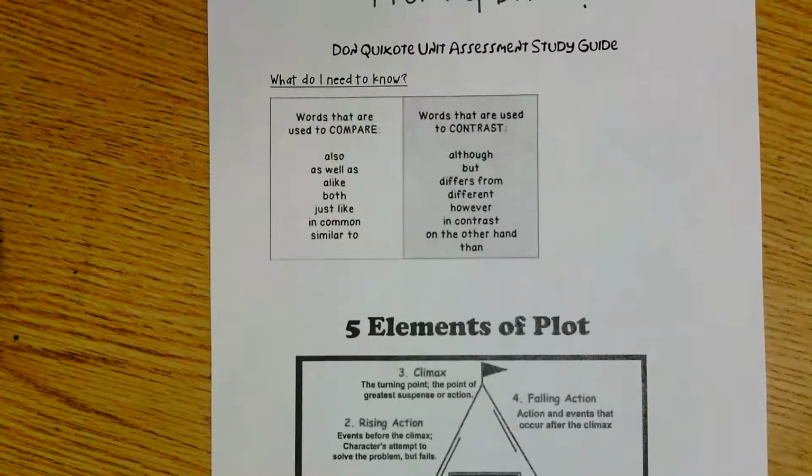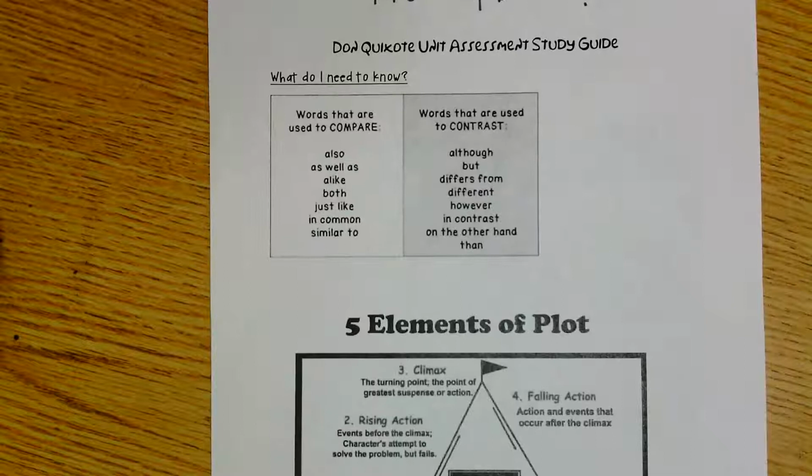Now, with this study guide, the unit assessment that you are going to be taking is not going to be questions about the story Don Quixote. Rather, there are going to be questions based on the skills that we practiced and studied while we were reading Don Quixote. So on this study guide, we're going to go over the reading skills that you're going to see on the unit assessment, just to refresh your memory so that when you see questions about these skills, you're going to know exactly what to do.